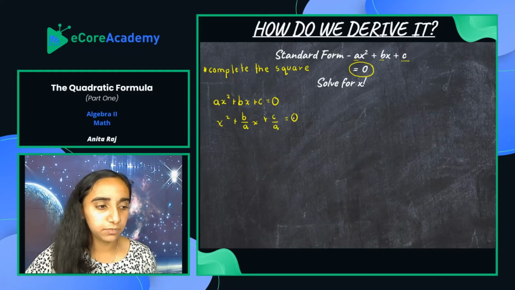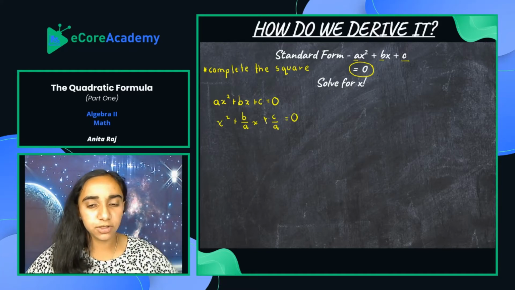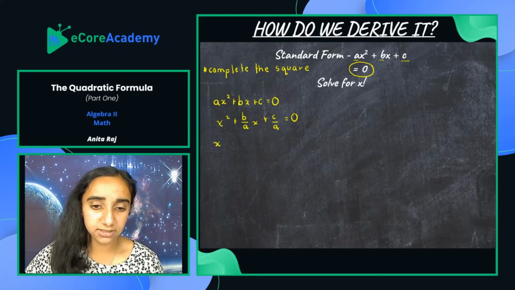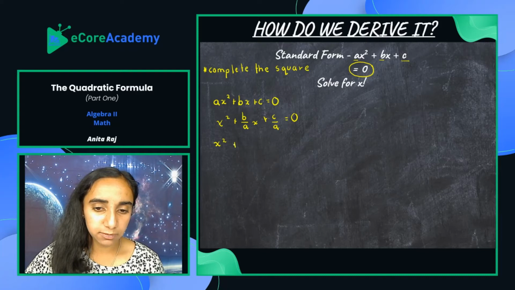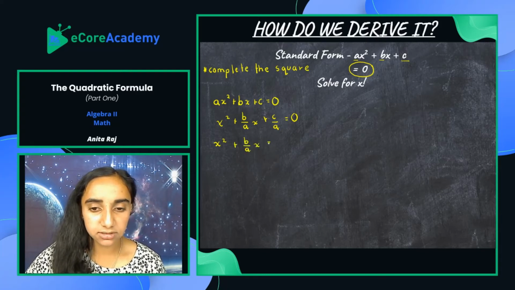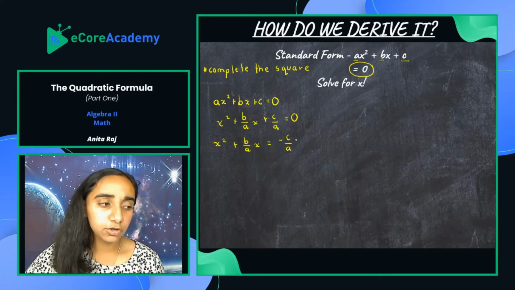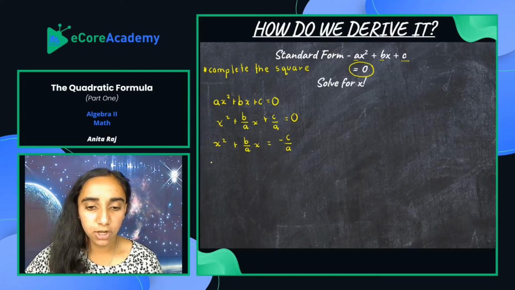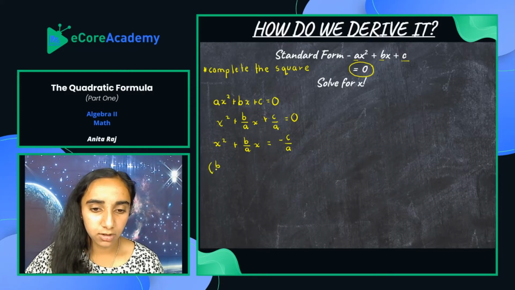So we get there. Okay, so now what we're going to do is subtract our c value from both sides. So if we subtract the c value, we get x squared plus b over a times x, and we subtract our c value, we get negative c over a. Afterwards, what we're going to do is find our b over 2 squared using this b value. So remember b over 2 squared.